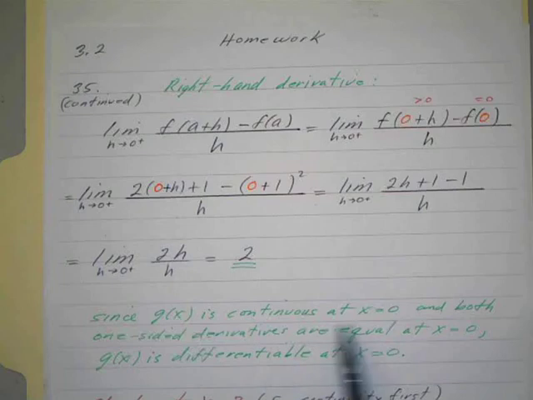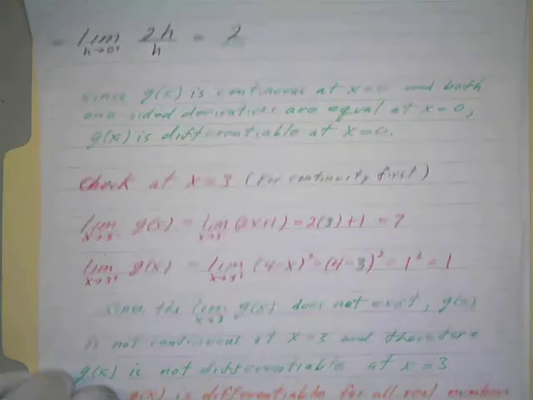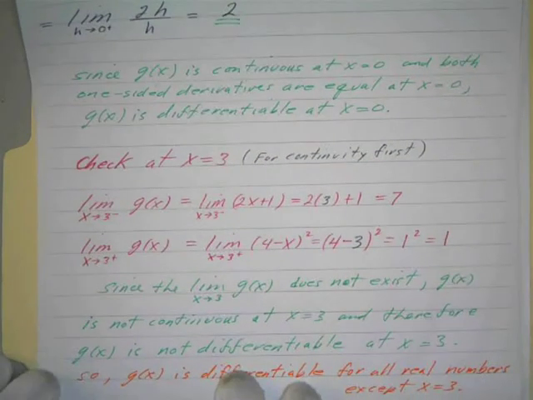So since we know g of x is continuous at x equals 0, and both one-sided derivatives are equal at x equals 0, then g of x is differentiable at x equals 0. So far we got all the points. We just need to check one more point, 3. So let's check 3. And we'll check for continuity first, because if it's discontinuous, then we're done.